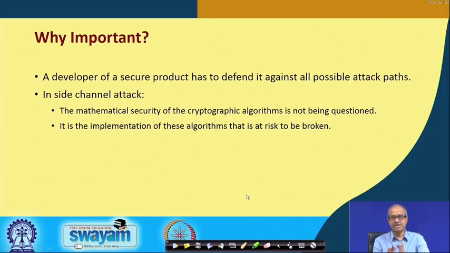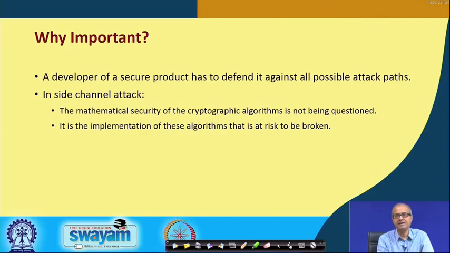So, side channel attack is important because the main point is the developer of a secure product. Suppose I am developing some product related to security. If I say that, well, my work is only to look at the software, I have to ensure that the software is secure, I do not care about the hardware, that is not the right attitude. I have to ensure the security of my whole device. It includes both software as well as hardware. So, the developer of the product has to defend the product against all possible attack paths. It can be software based, it can also be hardware based.